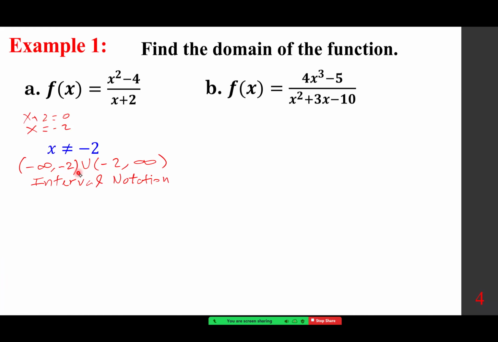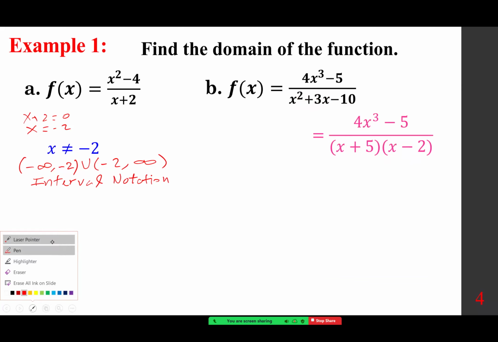For a case like this, we do the same thing. We set the denominator equal to 0 and we exclude that. So when we want to do that, we are going to factor this. We want two numbers, the product is -10, the sum is +3. So those are 5 and -2. And so x can't be -5, x can't be +2.